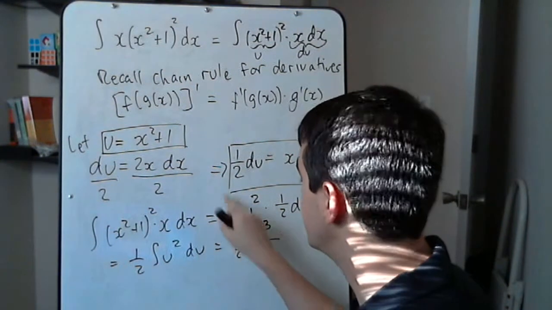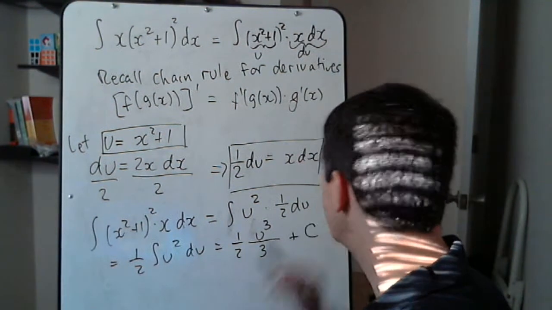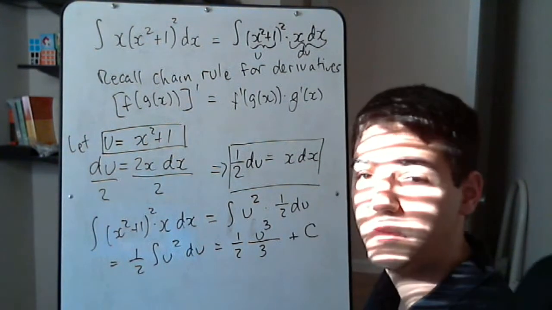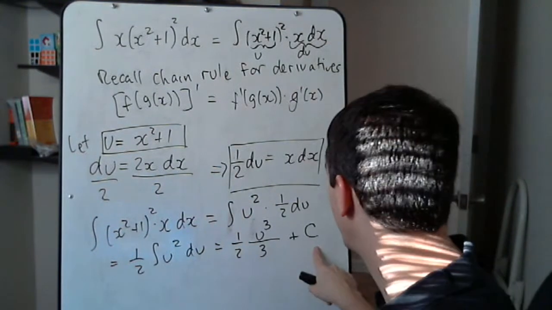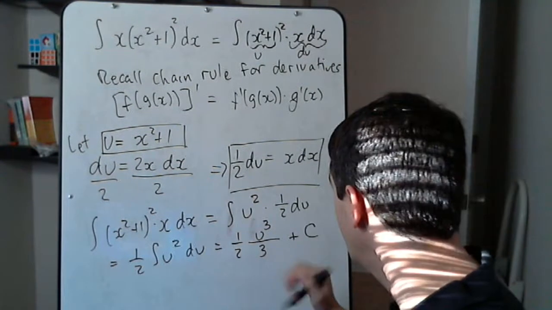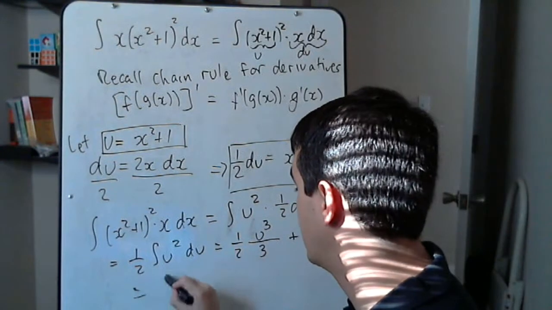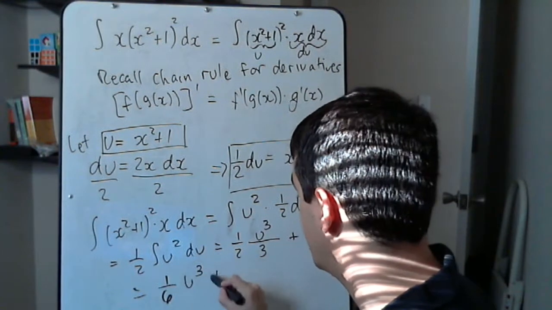And remember, since this is indefinite, which means there are no limits, we have to put a plus c at the end. If you remember why we put a plus c, it's because if you work backwards, the derivative of a constant is 0. So we multiply that out, we get 1 over 6 u cubed plus c.